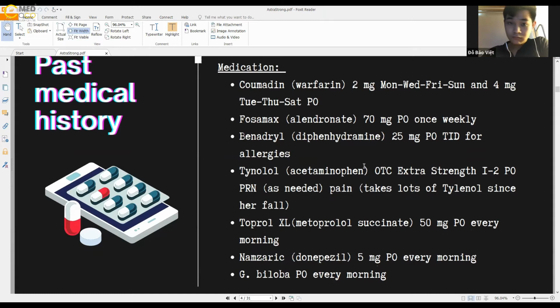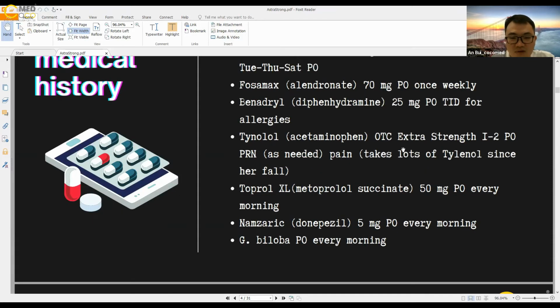Everyone see it clearly, right? Yeah. Yes. On Tuesday, Thursday, and Saturday, all of them by mouth. Fosamax, with the active ingredient alendronate, 70 milligrams also by mouth once per week. Diphenhydramine, 25 milligrams also by mouth 3 times a day for allergies, and she also takes Tylenol as much as she needs for the pain at the hip.